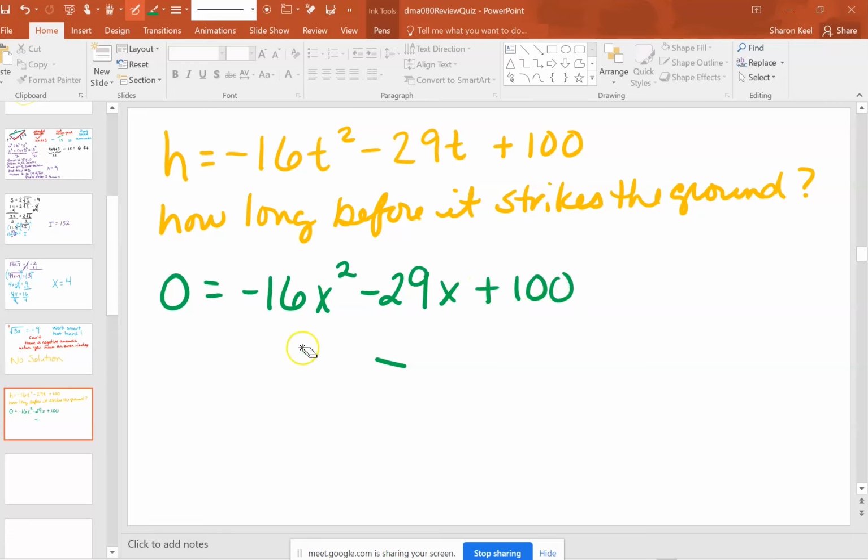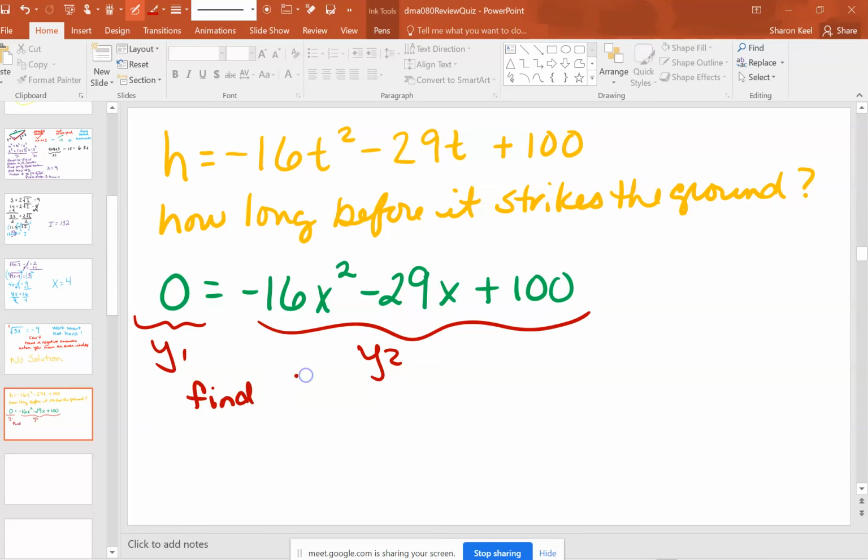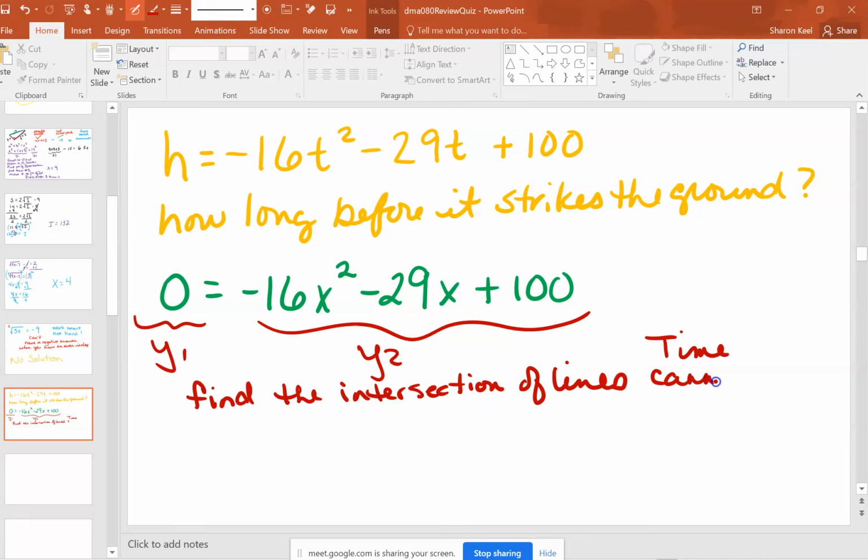And what we're going to do is solve this just like we did in DMA60 section 14. We're going to type this in Y1, this in Y2. And since I already wrote the notes on a previous slide, I'm going to just put find the intersection of lines. And remember, time cannot be negative.